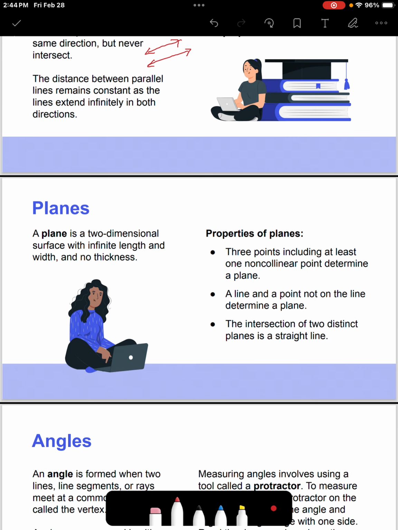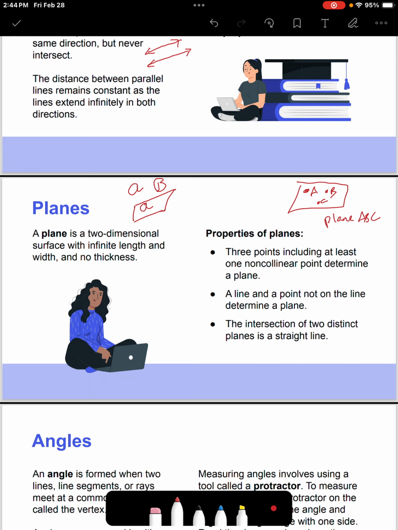Planes. A plane is a two-dimensional surface with infinite length and width, but no thickness. So a plane would look like this. Usually you label a plane with a script letter, like capital A or capital B. Properties of a plane: 3 points include at least one non-collinear point. So if I have a plane, we would call this plane ABC.